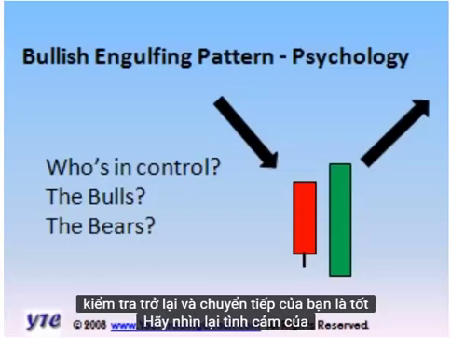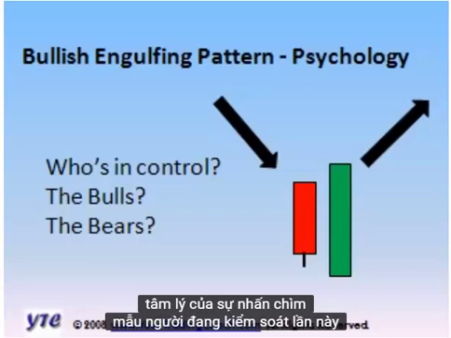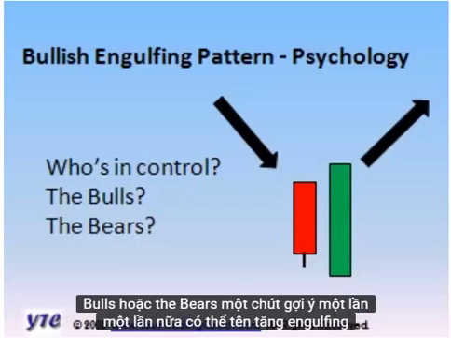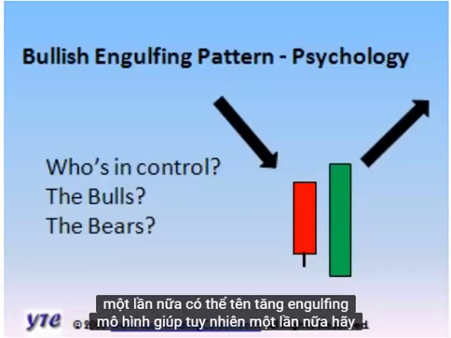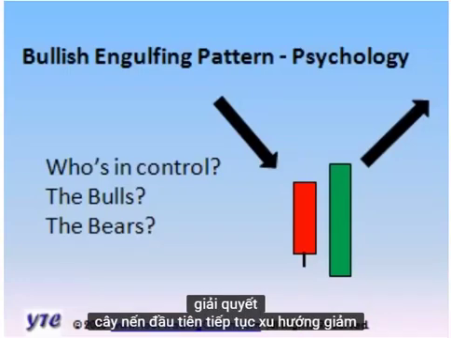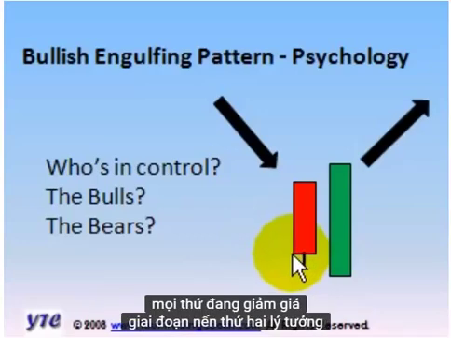Let's look again at the sentiment or the psychology of the bullish engulfing pattern. Who is in control this time, the bulls or the bears? A little hint once again, maybe the name bullish engulfing pattern helps. However, once again, let's work it out. The first candle continues the downtrend. Everything is looking bearish at this stage.